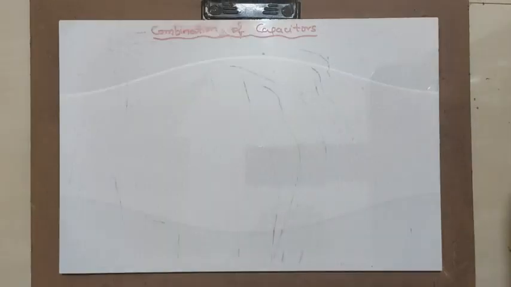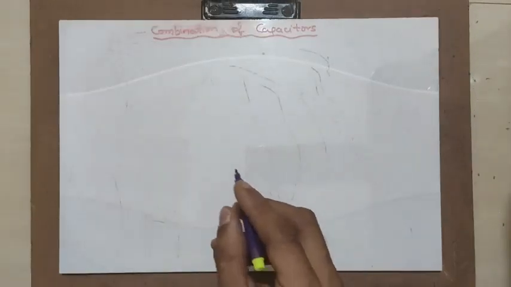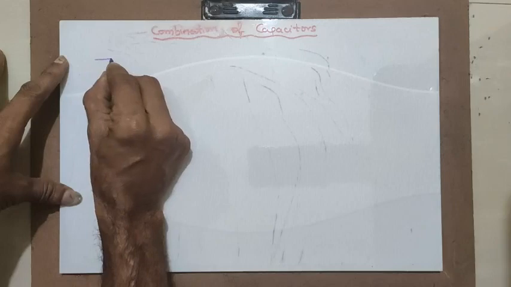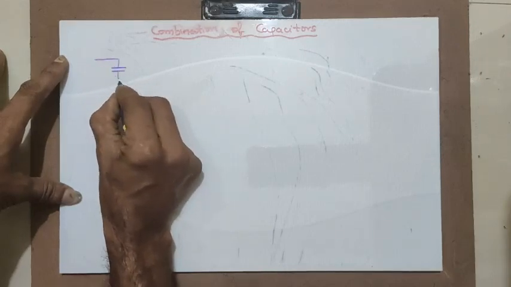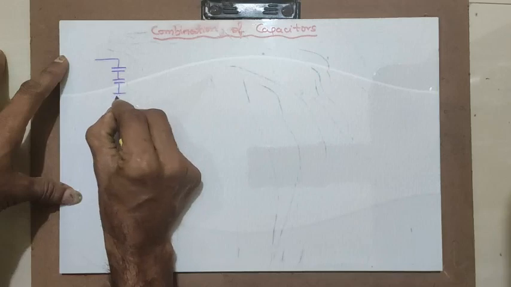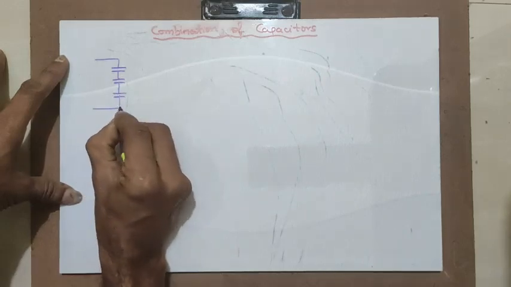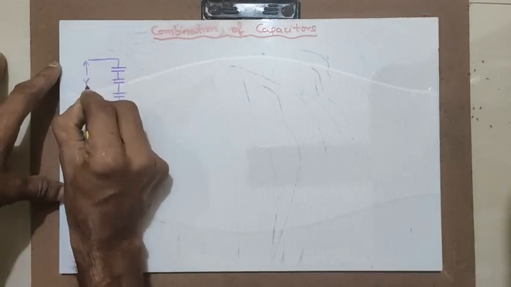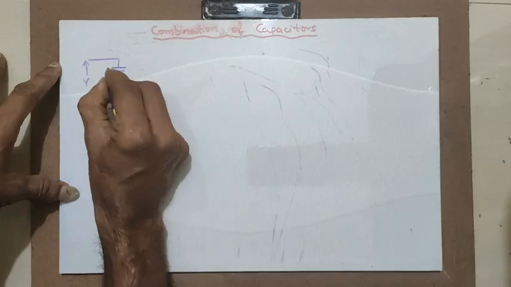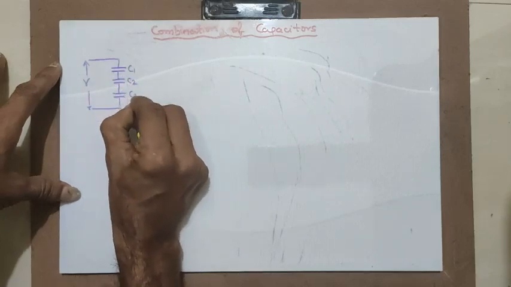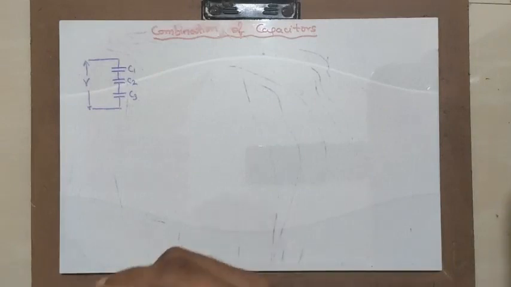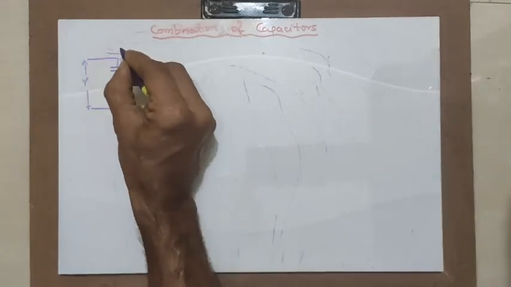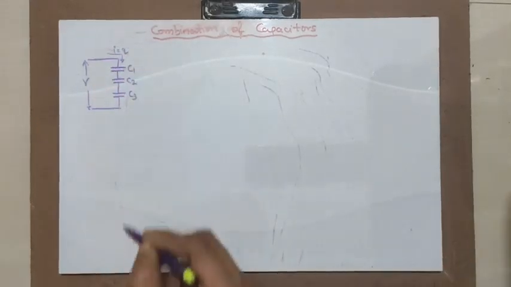Let us understand the combinations of capacitors. The capacitors can be connected in series or parallel. When I connect capacitors in series, C1, C2, C3, like this, and apply the voltage V here, the same current flows through all three capacitors. The same charge flows here.